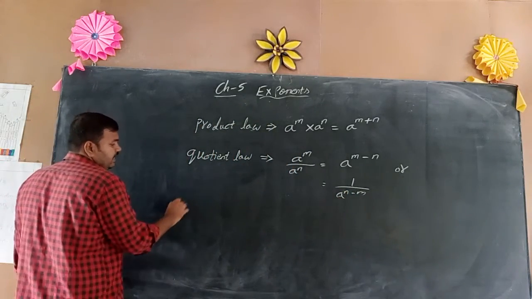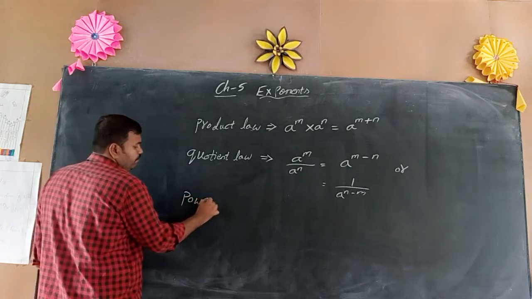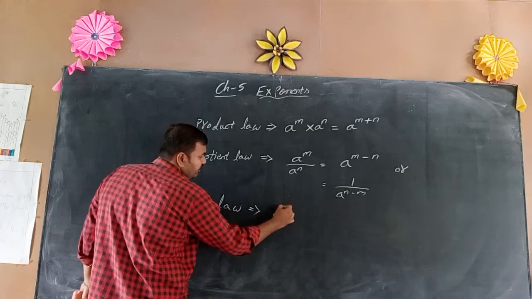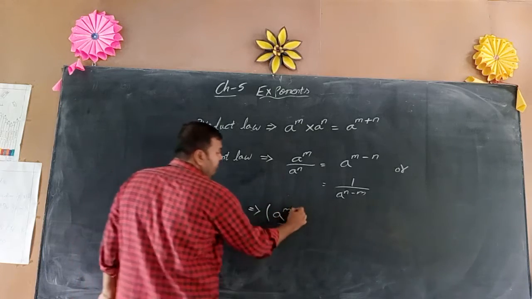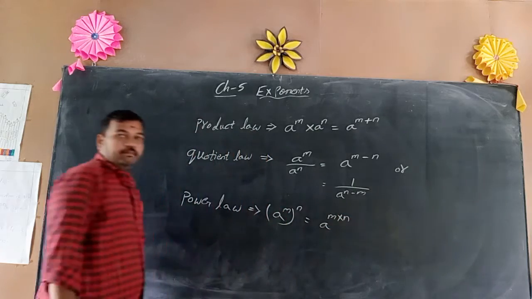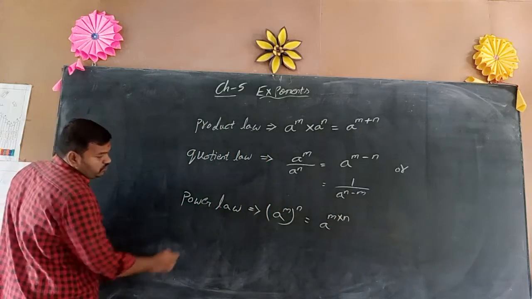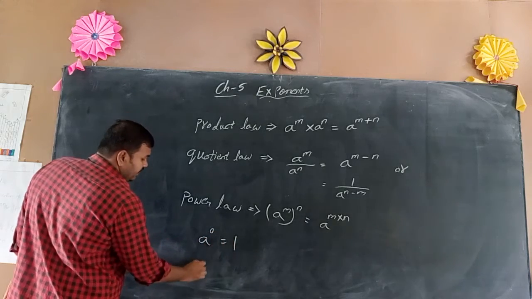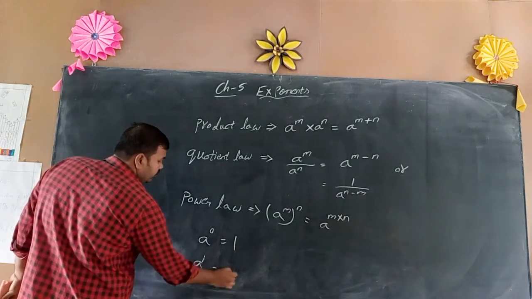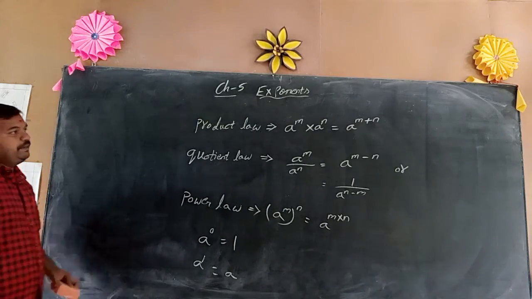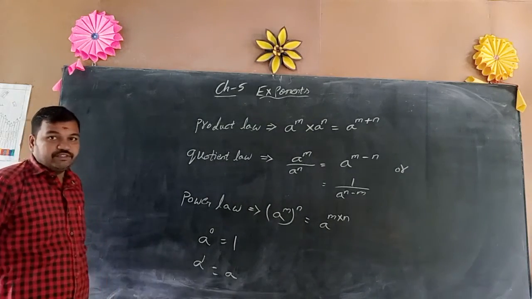Another one is power law. What is called power law? a to the power of m whole to the power of n is equal to a to the power of m into n. And the last one is a to the power of 0 is equal to 1, and a power 1 is equal to a. These are the 5 different formulas we are having. Depending upon these formulas, we have to solve the sums.